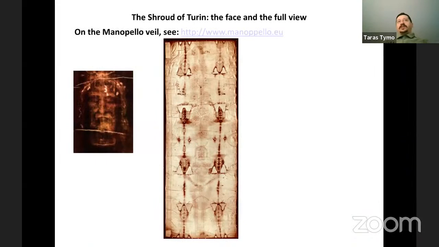So this is the Manoppello website you can check, and this is the full size, the full look of the Shroud of Turin. Jesus facing us and in rear view position, because the body was placed like this and then flipped with the second half of the cloth.